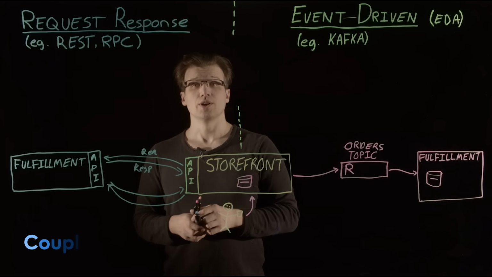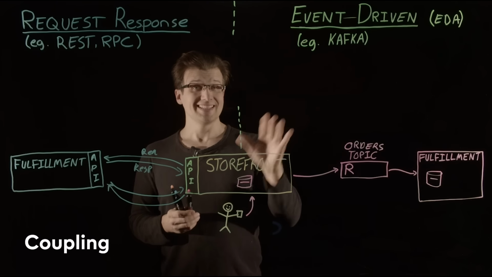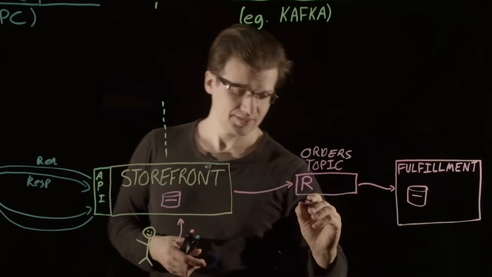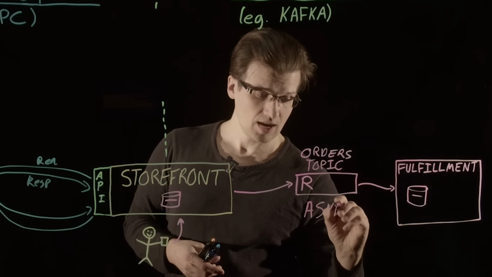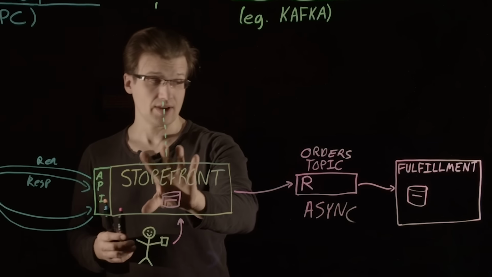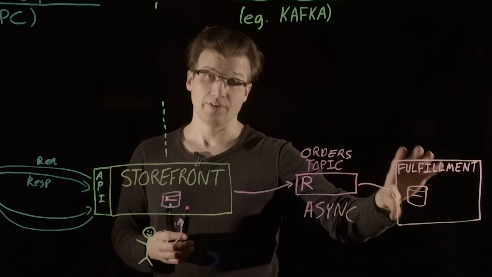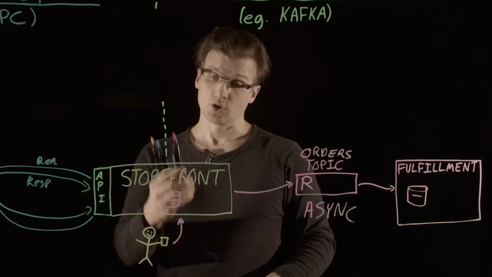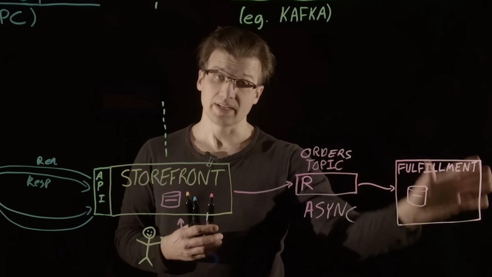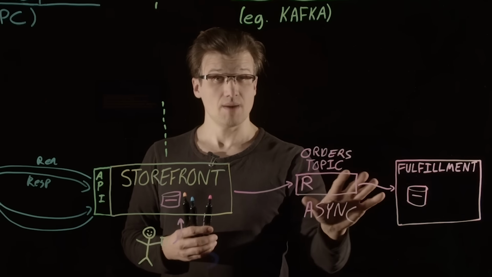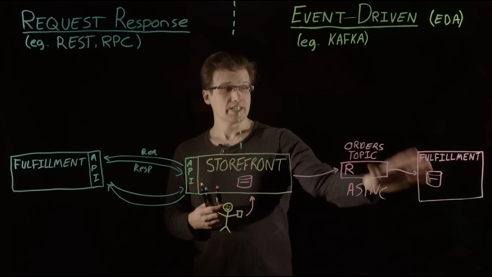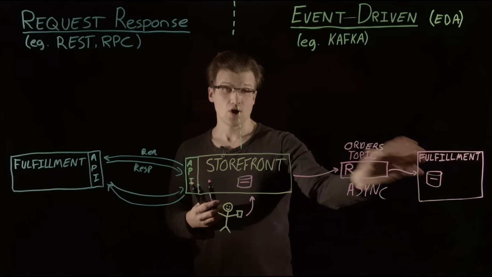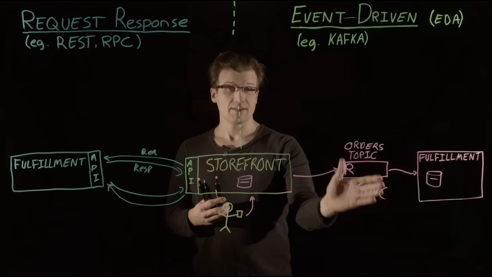The second factor we're going to look at is coupling, both in space and in time. EDAs are inherently asynchronous. By writing this record into this topic, we've decoupled the storefront from the fulfillment. If the fulfillment service is offline, it can come back online and resume processing orders. If the storefront service is offline, fulfillment can keep processing all the orders that are in its topic until it runs out. The consumer doesn't know the identity of the producer service, nor does it have any direct coupling on it. They're only coupled via this Kafka topic.